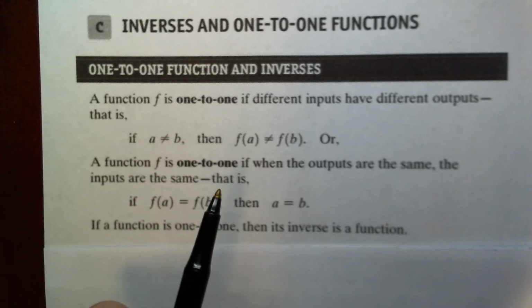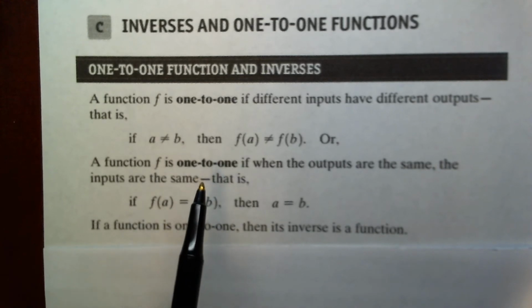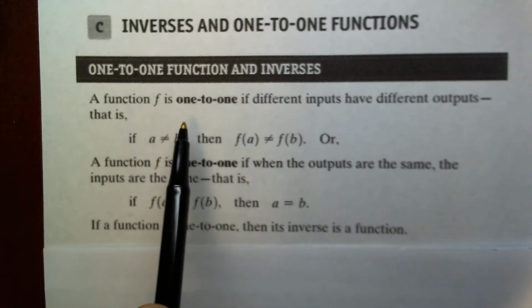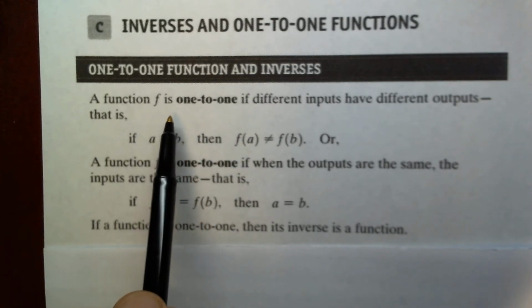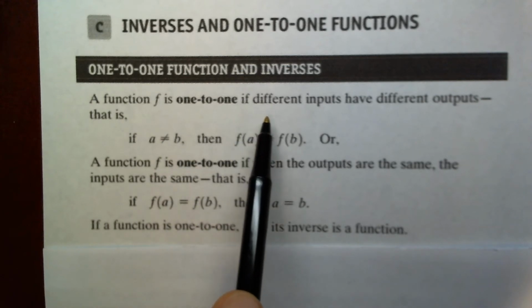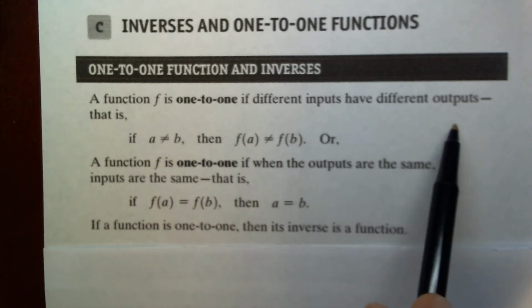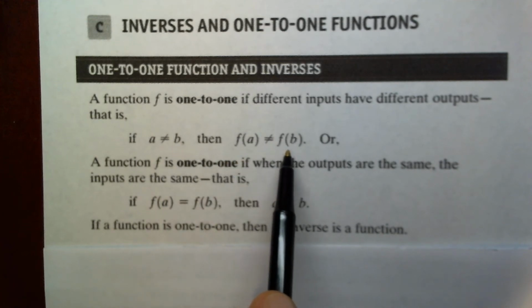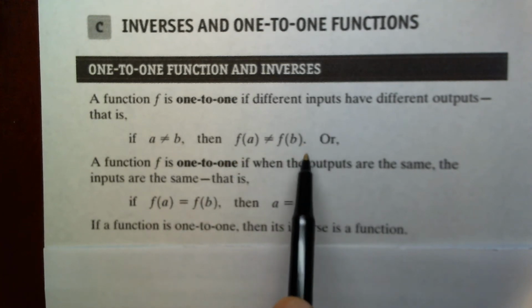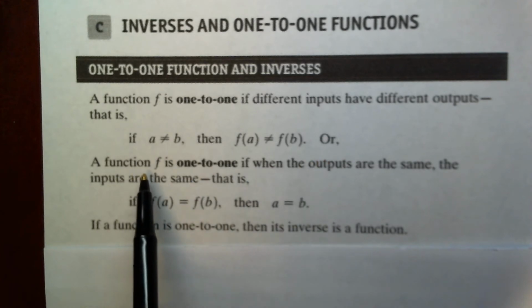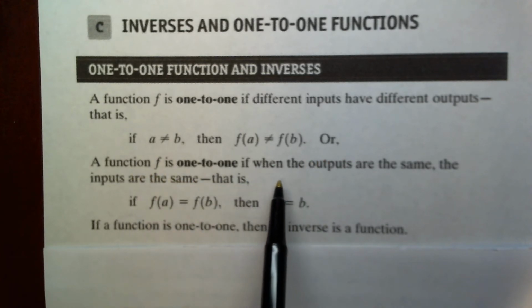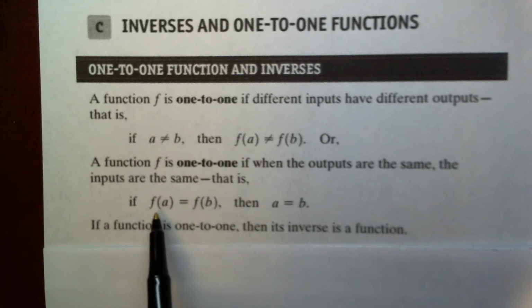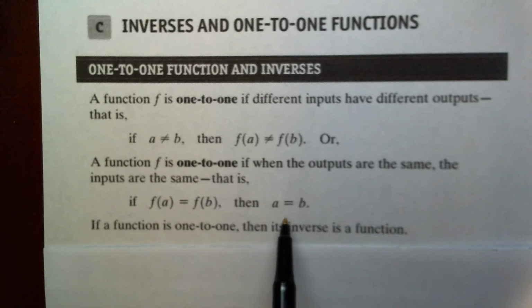Next, we look at the connection between inverses and one-to-one functions. And so here's the definition: one-to-one functions and inverses. A function f is one-to-one if different inputs have different outputs. That is, if a is not equal to b, then f of a is not equal to f of b. Or another way of saying that a function f is one-to-one is if when the outputs are the same, then the inputs are the same. That is, if f of a equals f of b, then a equals b.